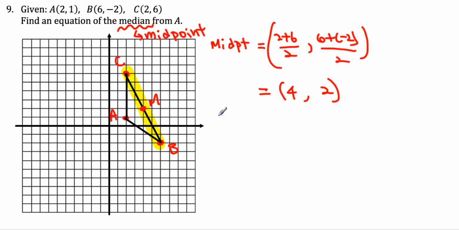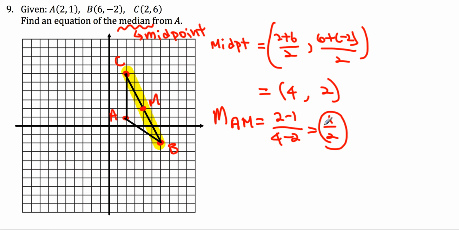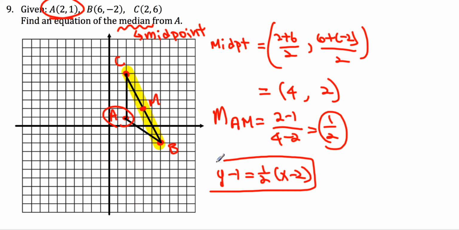Then we're going to find the slope of where the median is drawn from to the midpoint. The slope is what? 2 minus 1 over 4 minus 2. Here we get 1 over 2. And we're going to use the slope as it is because they didn't say anything about the altitude or a perpendicular line. And then point-wise, we can use either point. Why don't I just use point A? Because that's where the median is coming from. So we have y minus 1 equals slope 1/2 times x minus 2. And there it is, our answer.